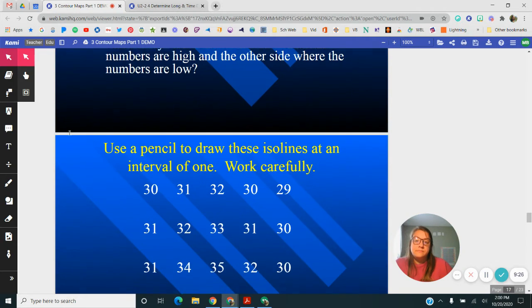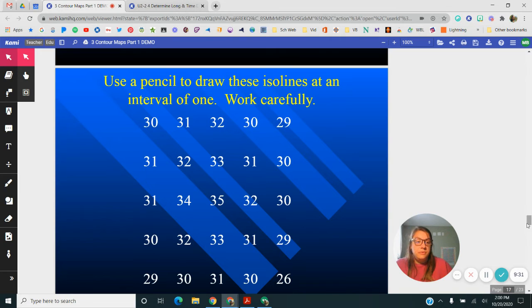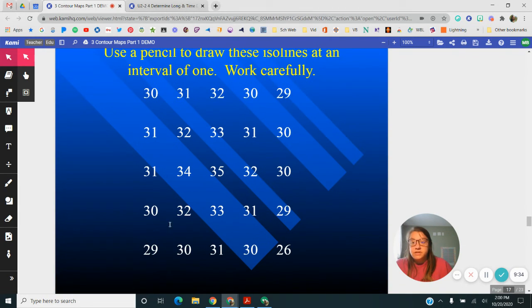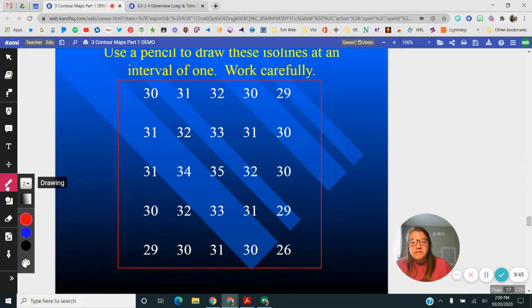So yes. I want you to pause the video right now, and I want you to draw yourself, I'm going to do it in red, a square for the edge of your map. And I want you to go up by 1s for your interval, and I want you to draw the lines. So pause the video now, and then when you come back, you can check what I did to check your answers. So you go ahead and practice yours.